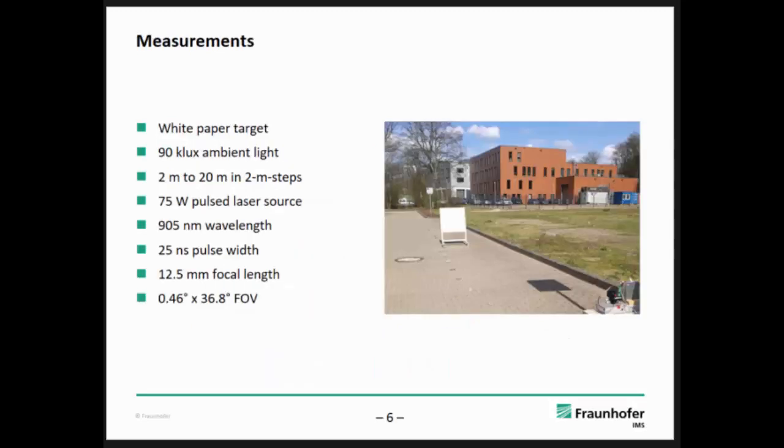So this is our measurement setup. We have a white paper target and a measured ambient light intensity of about 90 kilolux on this day. We measure the distance from 2 to 20 meters in steps of 2 meters. For the illumination, we use a laser diode with 75 watt peak power. It's working at 905 nanometers wavelength, and the pulses have a width of 25 nanometers. We are using a lens with 12.5 millimeter focal length, resulting in a field of view of 0.46 times 36.8 degrees.